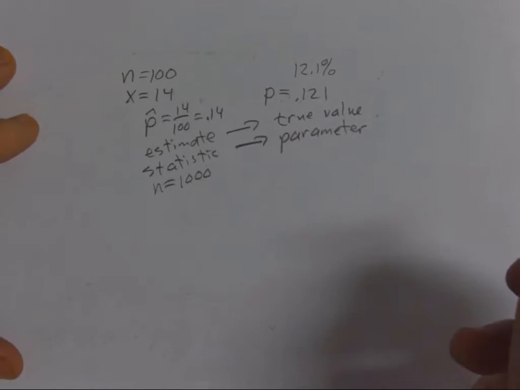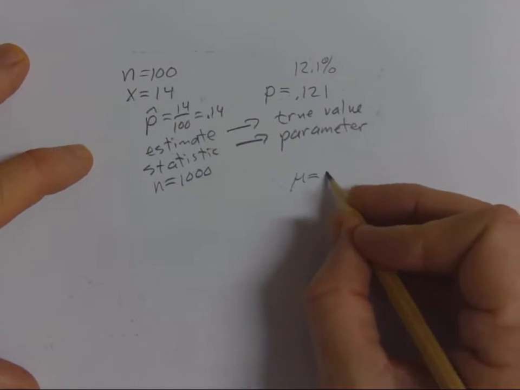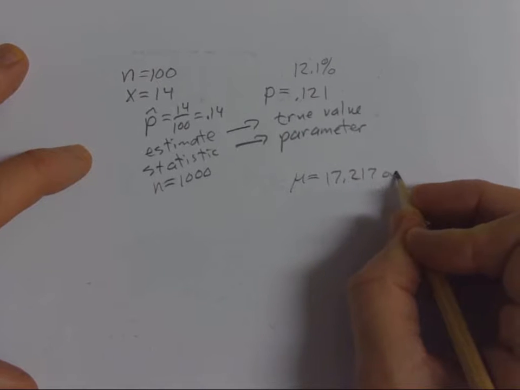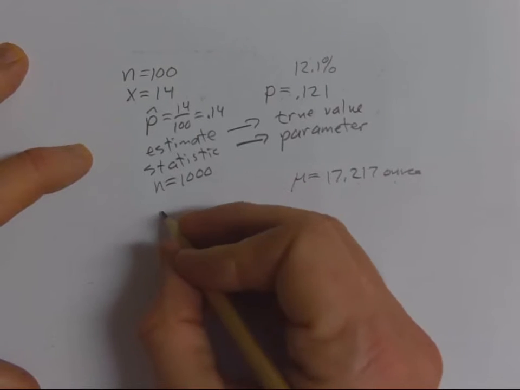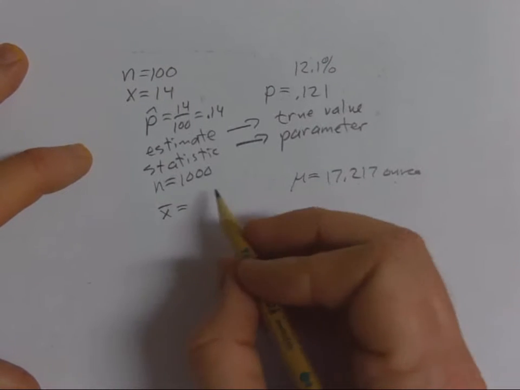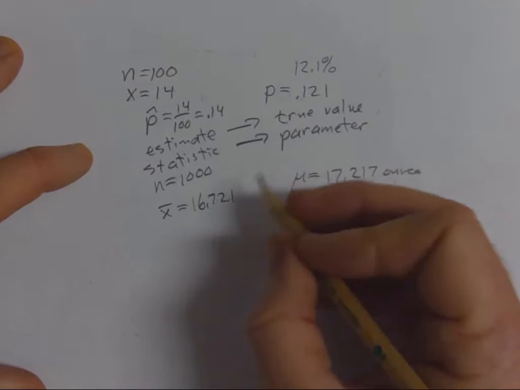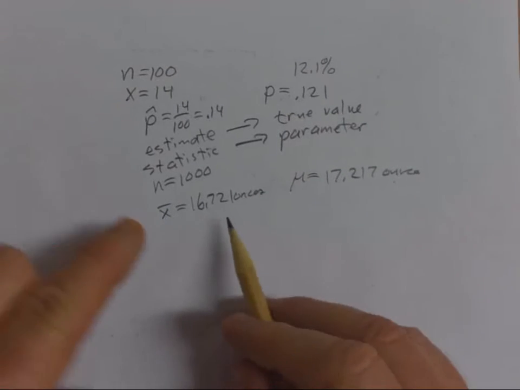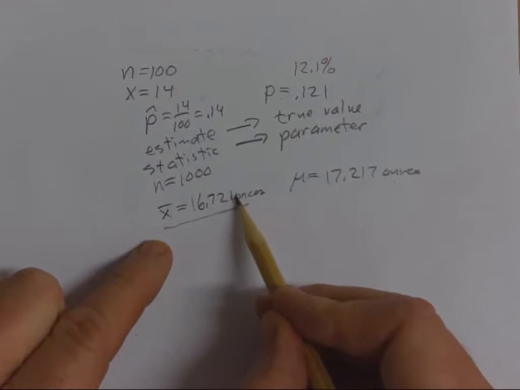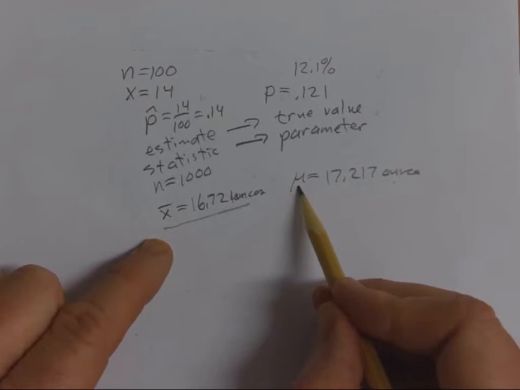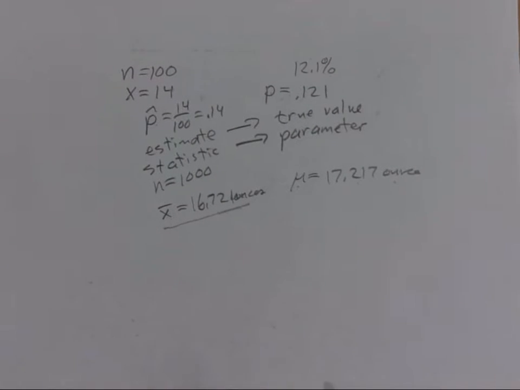So anyway, it could be a mean. Let's say we wanted to know the mean weight of the potatoes. Let's pretend the true mean weight is 17.217 ounces. That is the weight of all the potatoes on the truck. My sample statistic is what we call an x bar. Let's say we took a sample of 1,000 potatoes and got a mean of 16.721. It's going to be different just because of sampling variability. The law of large numbers says my statistic will get closer and closer to the true value, the parameter, the bigger my sample size is. The closer my p hat will be to P, the closer my x bar will be to mu. That is the law of large numbers.